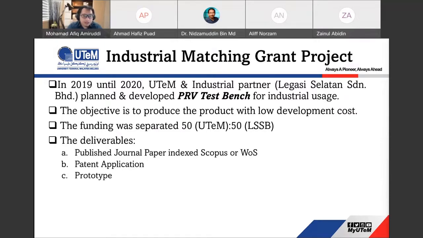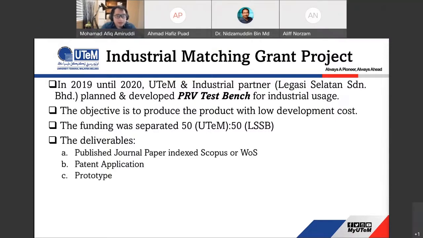The objective is to produce the product with low development costs. The funding was shared 50-50: from the total grant, we divide by two, 50% by UTM and another 50% invested by Legacy Selatan. Our deliverables are to publish a journal paper, apply for a patent, and produce a prototype. These three items have already been achieved.